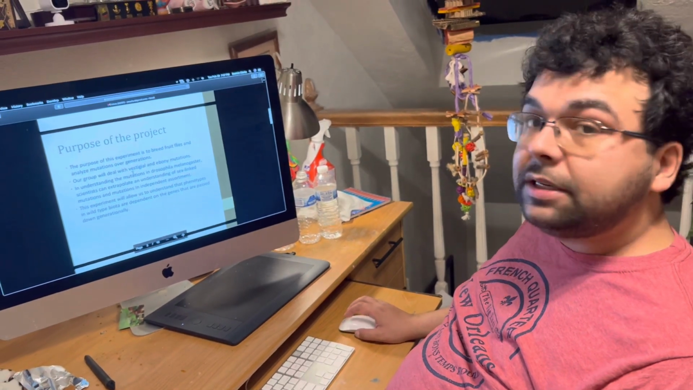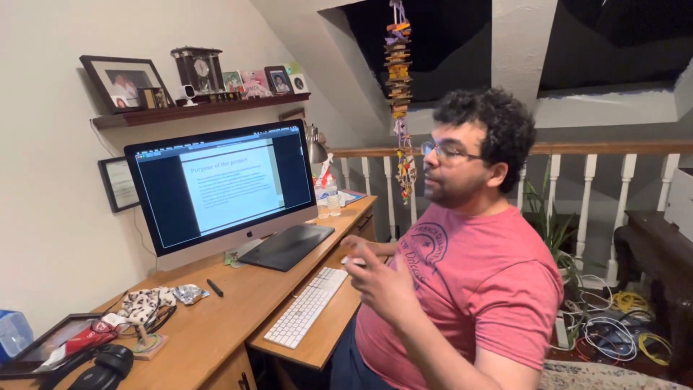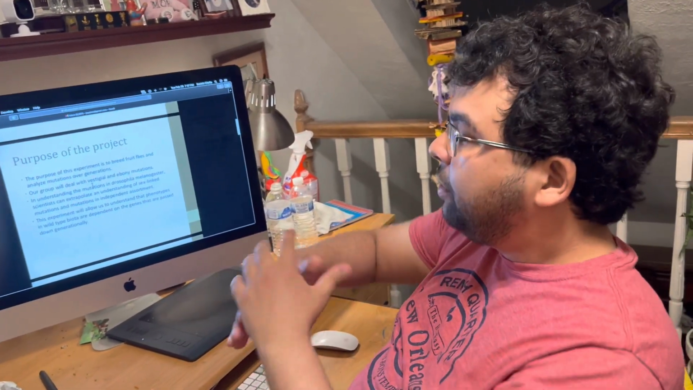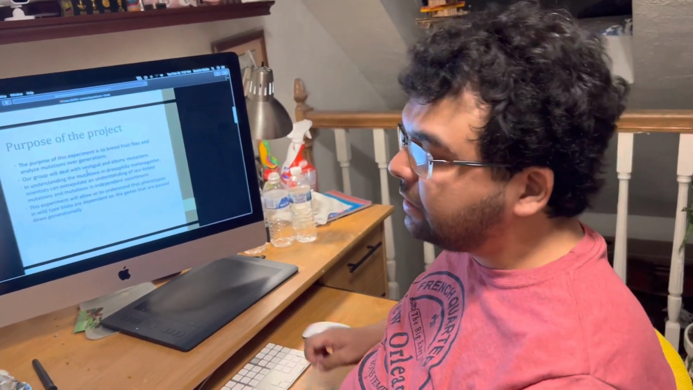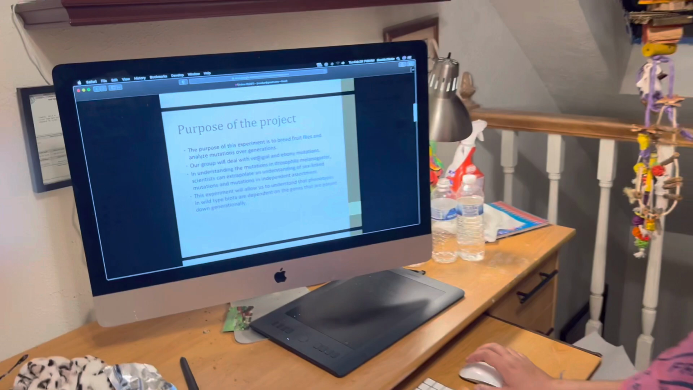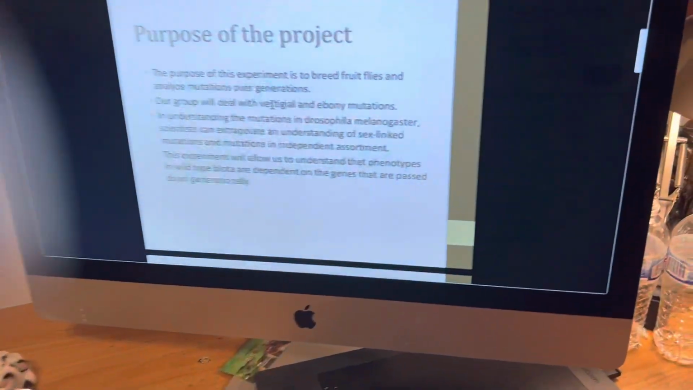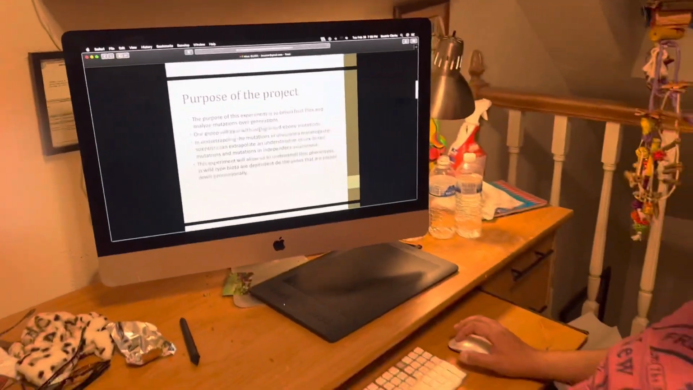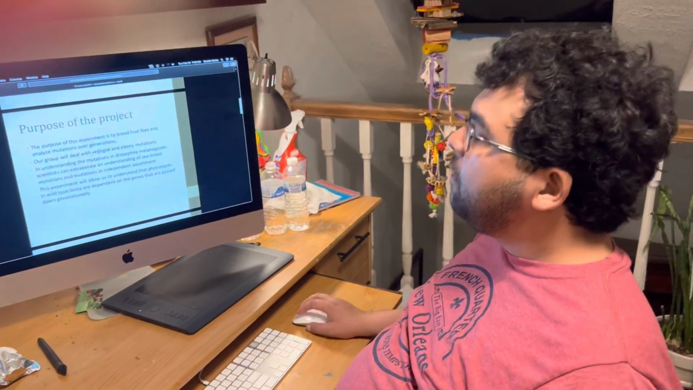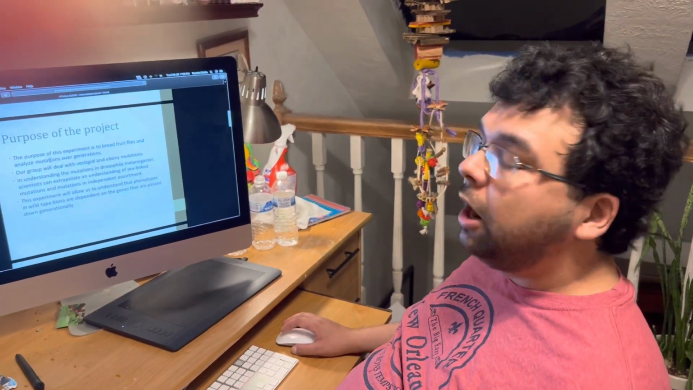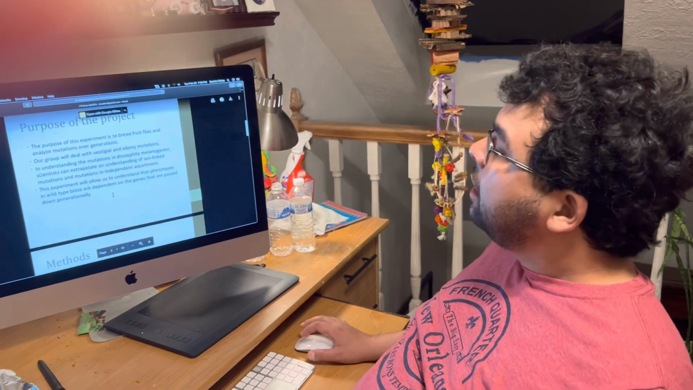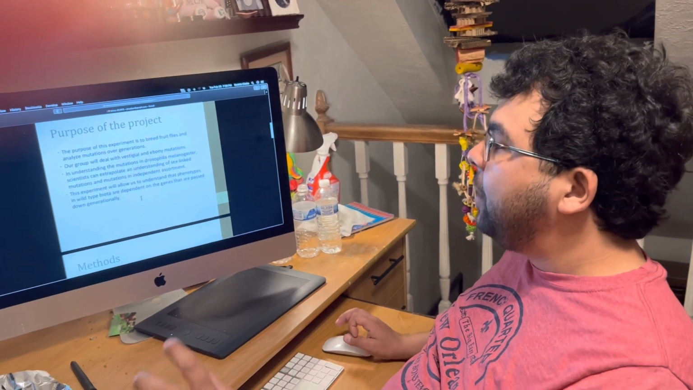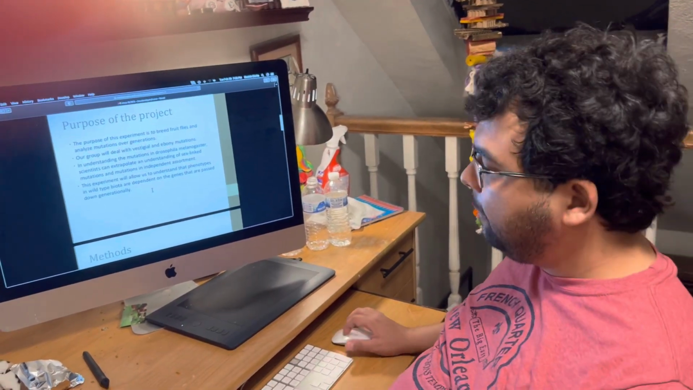The purpose of the project is to breed the fruit flies and analyze how Mendelian inheritance for sex-linked and autosomal genes are present over multiple generations, in this case 2. Our group will deal with vestigial and ebony mutations. In understanding mutations in Drosophila melanogaster, scientists can extrapolate an understanding of sex-linked mutations and mutations in independent assortment, otherwise known as autosomal mutations. This experiment will allow us to understand that the phenotypes in wild-type biota are dependent on the genes that are passed down generationally.